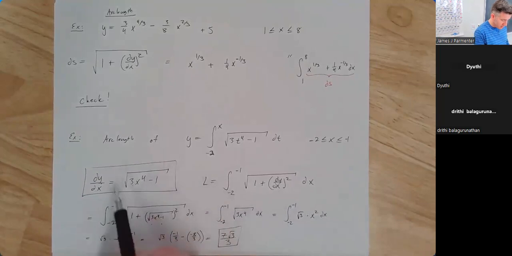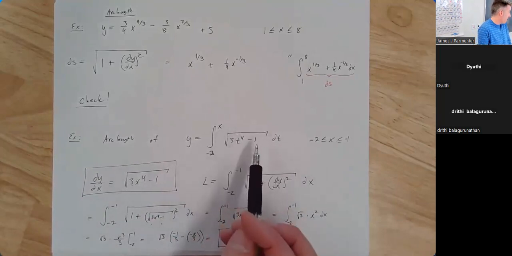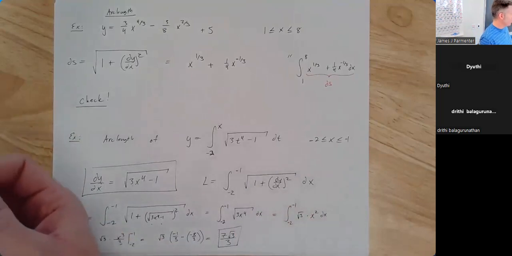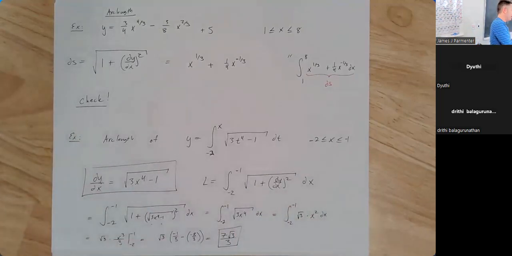So if you see one that looks really bizarre like this, it's because they're trying to make it easy to calculate the derivative of this, so it turns out to be something nice when you square it and add 1 to it. That's why they're making up silly looking problems like this, so that it's easy to calculate the arc length.